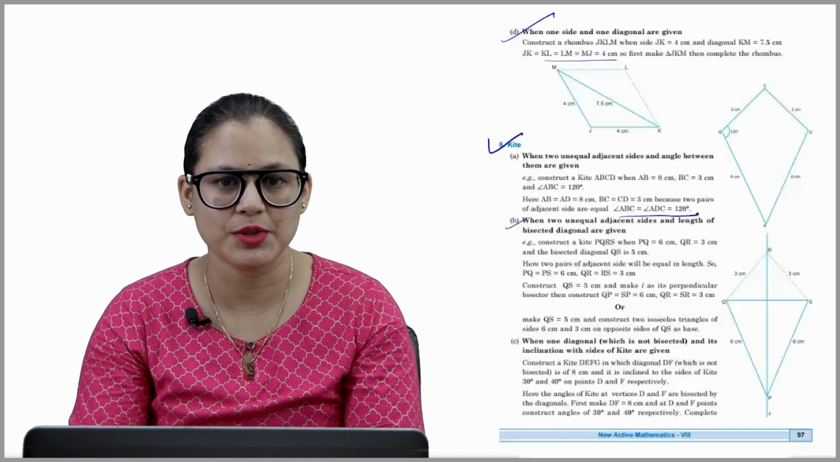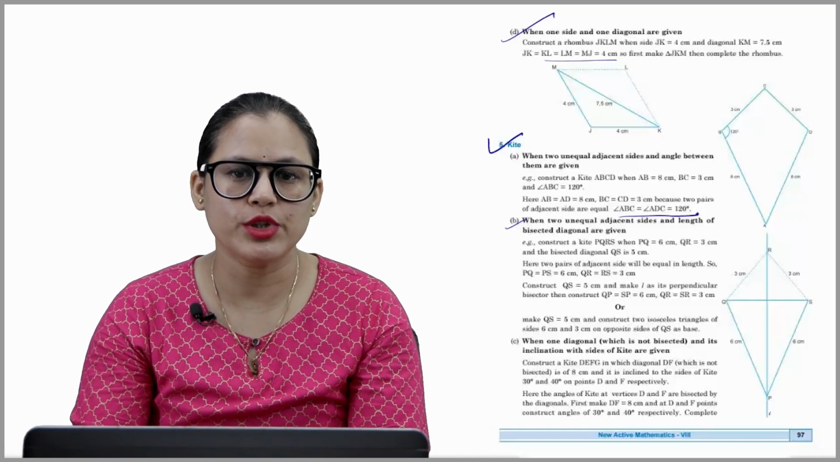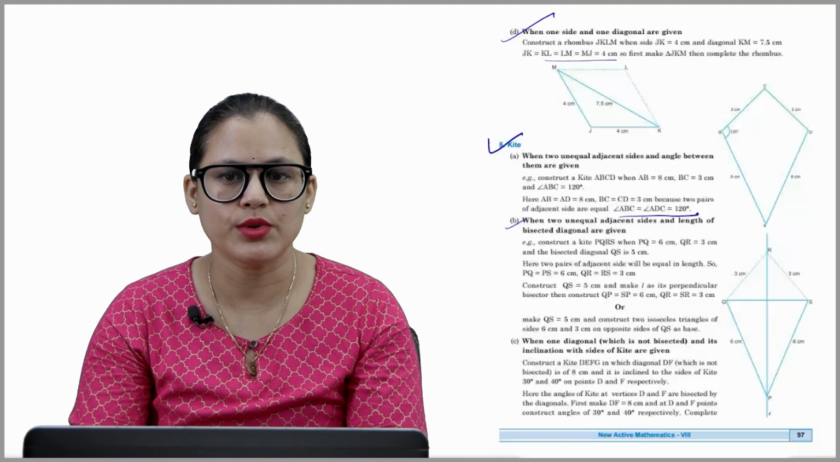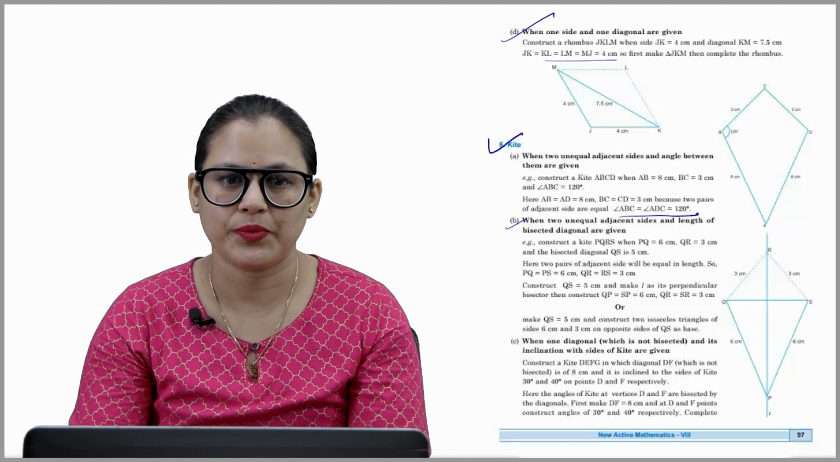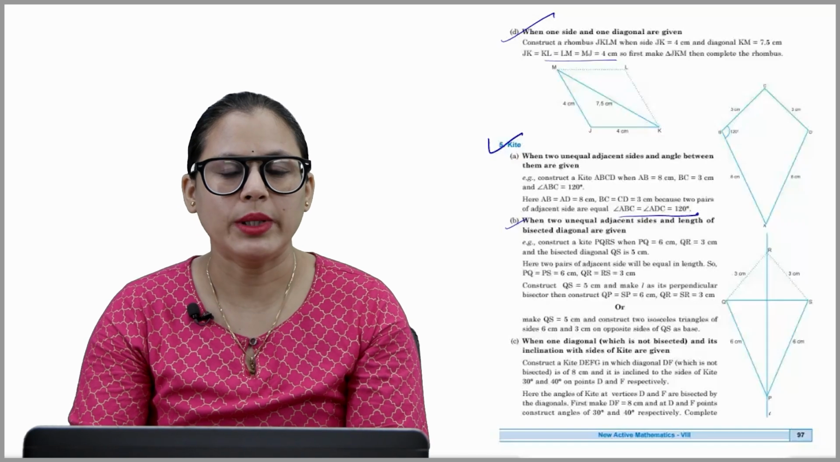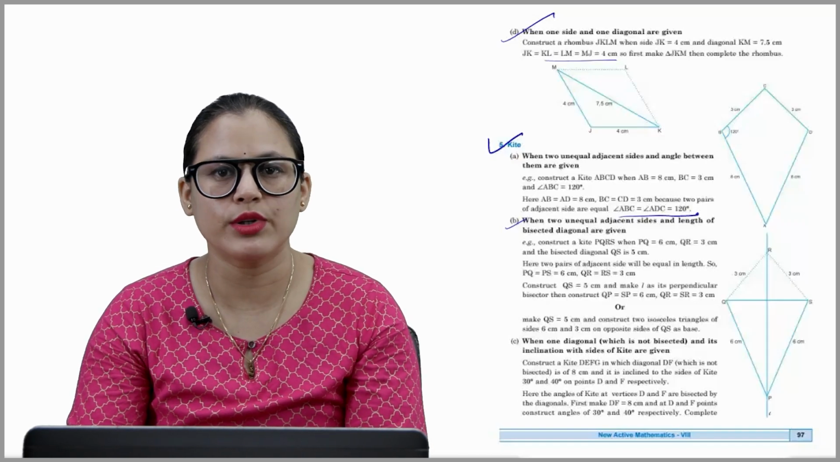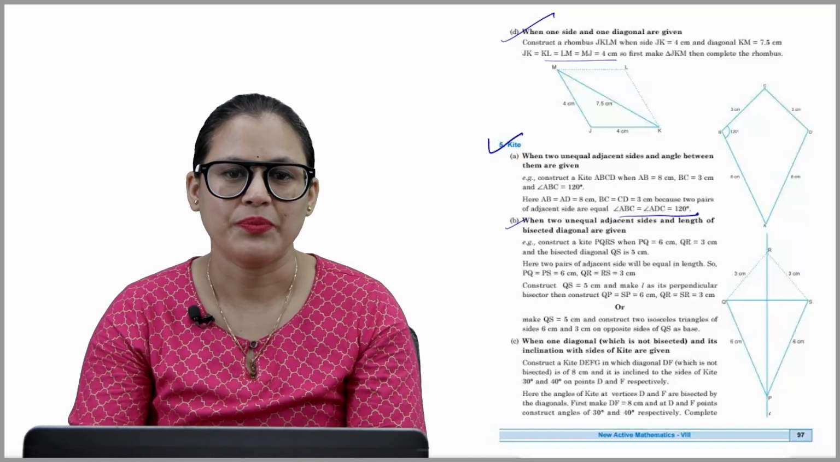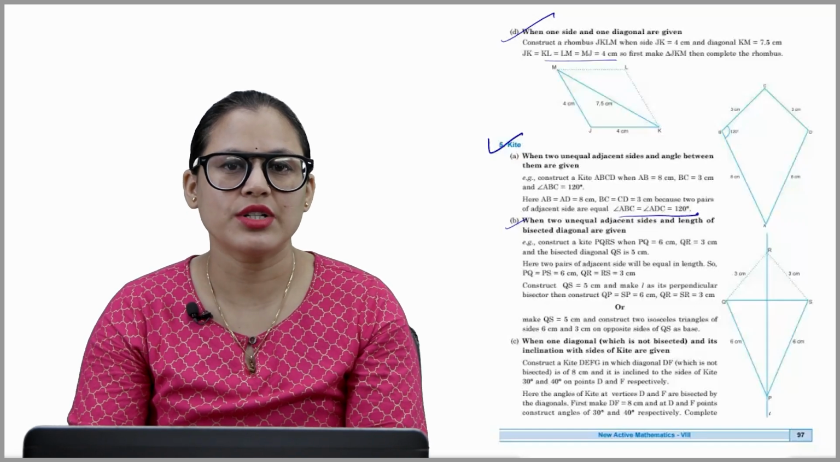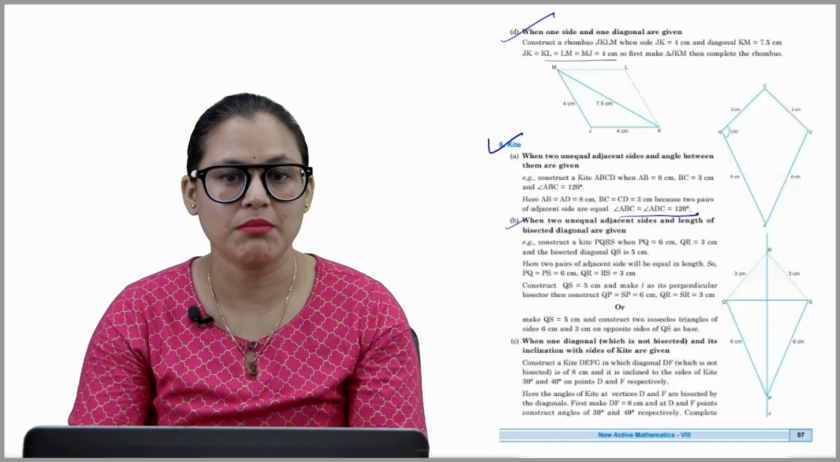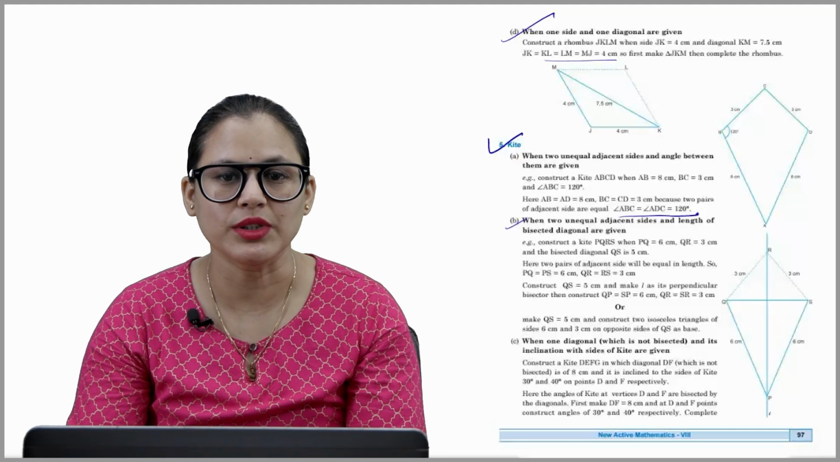B, when two unequal adjacent sides and the length of the bisected diagonal are given. Example: construct a kite PQRS when PQ is equal to 6 cm, QR is equal to 3 cm and the bisected diagonal QS is 5 cm. Here two pairs of adjacent sides will be equal in length. So PQ is equal to PS is equal to 6 cm and QR is equal to RS is equal to 3 cm. Construct QS equal to 5 cm and make L its perpendicular bisector.